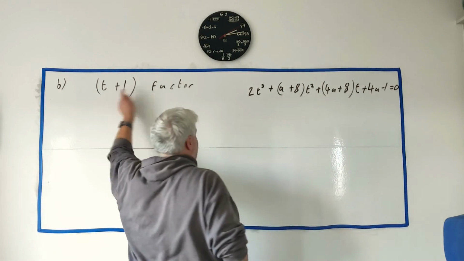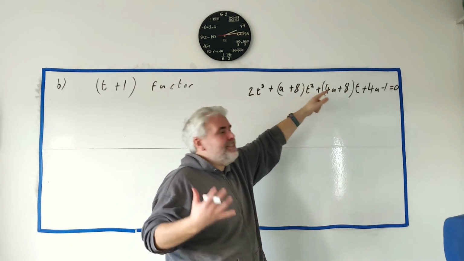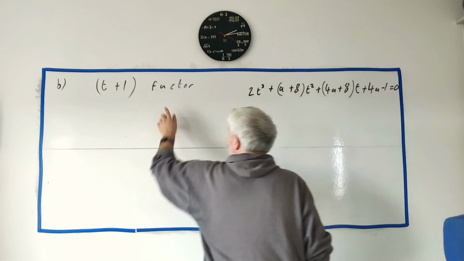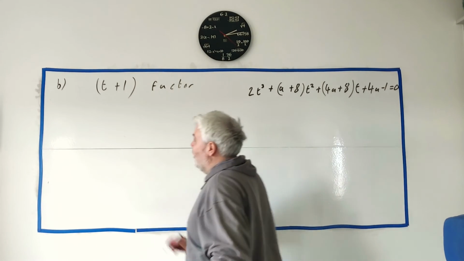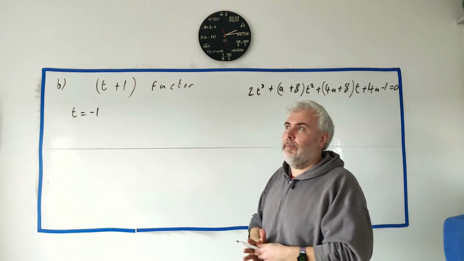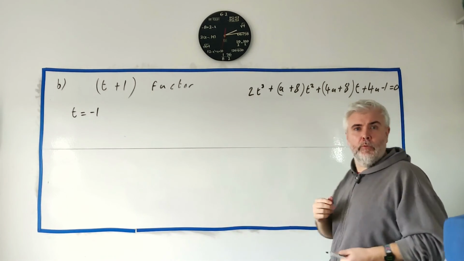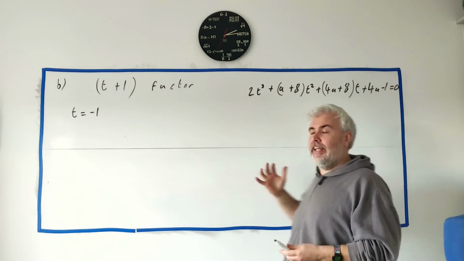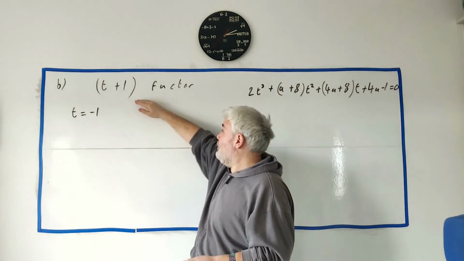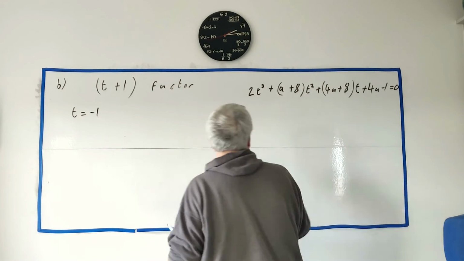You could divide this into that. We're going to have to do that in part C, or at least we could factorize this, which is what we have to do in part C. But really, the easiest thing, if they tell you this is a factor, then when this function equals 0, t must equal minus 1. That's what it means to be a factor.